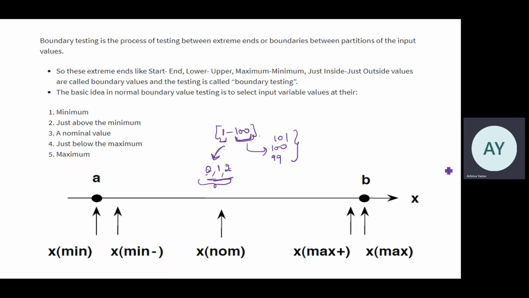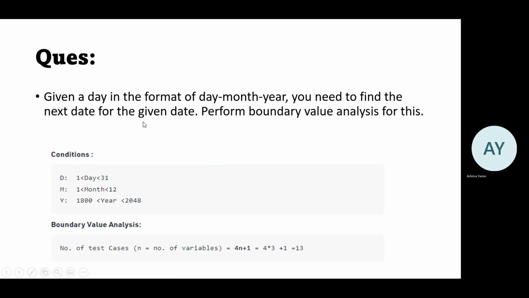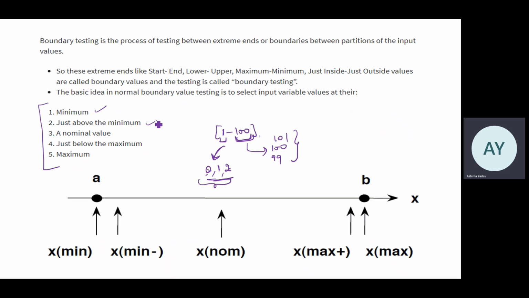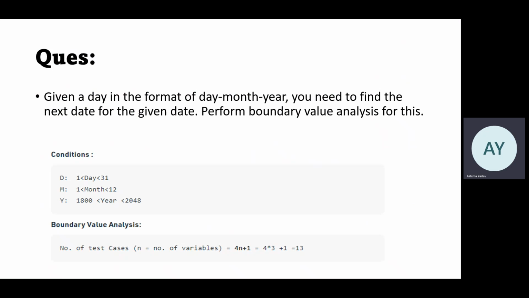So boundary value testing says how you need to test your software. You need to test your software under these five things: the minimum value; a value just above the minimum; a nominal or mid-range value; a value just below the maximum; and finally the maximum value. Now let's see one example of this boundary value analysis.